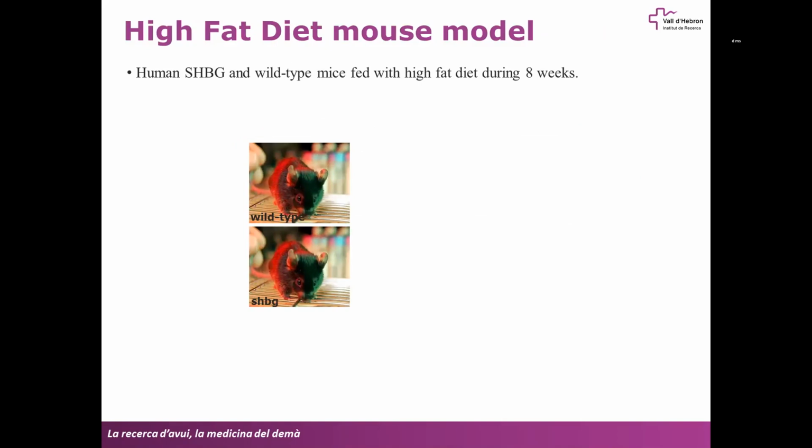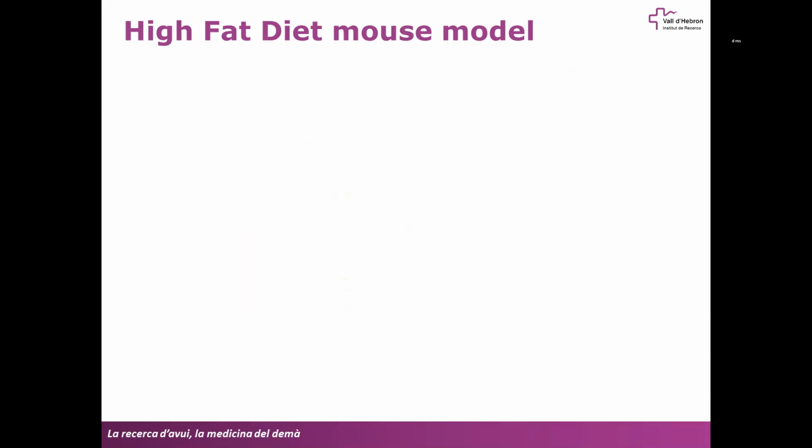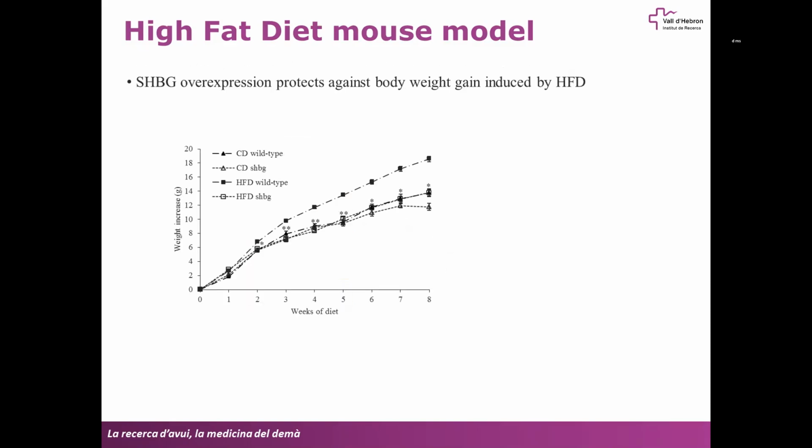So in order to corroborate these studies, we did another experiment where we studied the obesity development using a high-fat diet during 8 weeks. We gave wild-type mice and SHBG transgenic mice a high-fat diet, and as a result of these studies, what we saw is that humanized mice that have SHBG in their blood are protected against obesity development when they eat a high-fat diet, and they gain the same amount of weight as wild-type and SHBG mice eating a control diet.